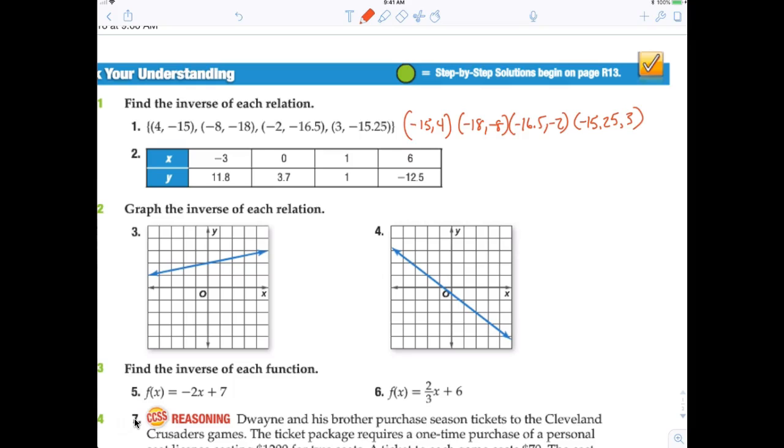Now, in a second, I will tell you exactly how I want you to handle questions 3 and 4. So we have it as a table, and we have it as a set of ordered pairs. Now we're going to move into the graph. What I would like for you to do is identify 2 points that are on the graph. That's it. 2 points that are on the graph.